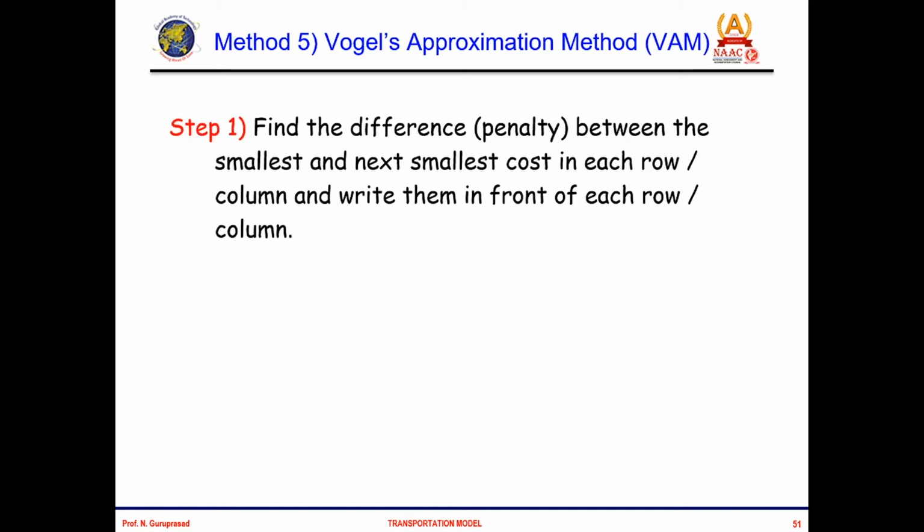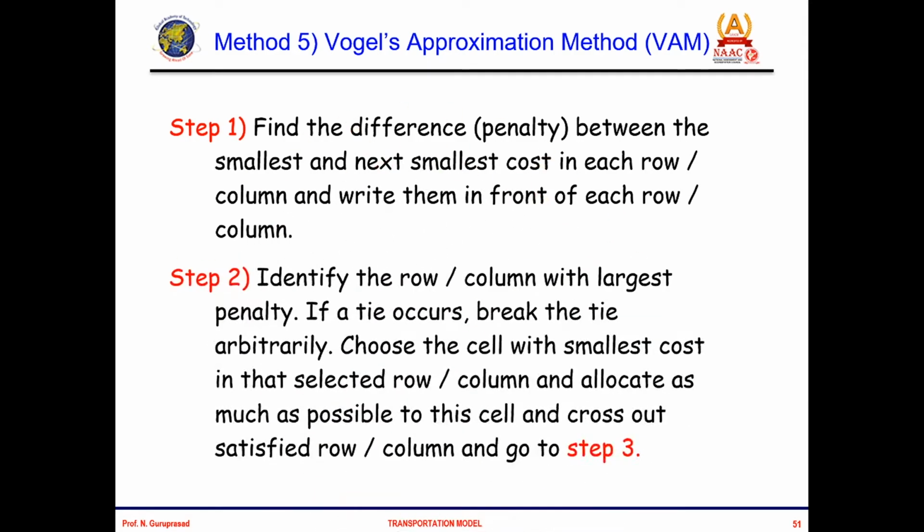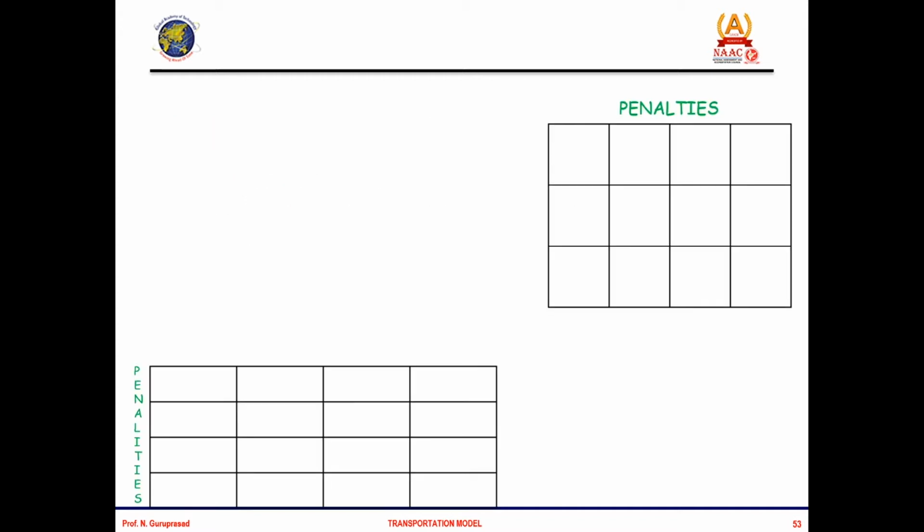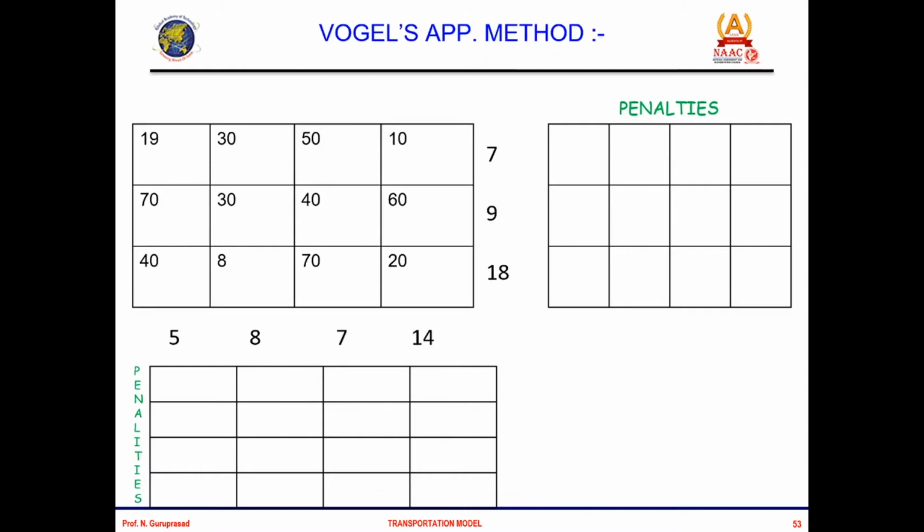Let us look at the steps involved. Just go through these steps, and as usual, I'll explain this with the help of an example. The only thing is, Vogel's approximation method makes use of a terminology called penalty, and hence it is also called the penalty method. So these are the three steps involved in Vogel's approximation method. Let us see how to go about finding IBFS using Vogel's approximation method.